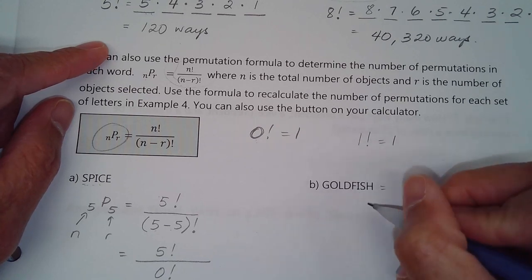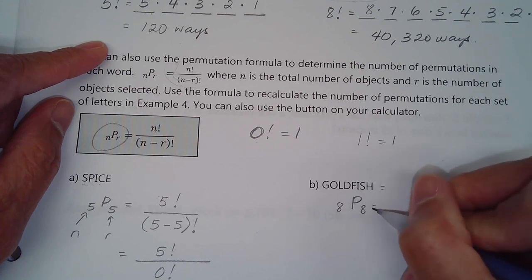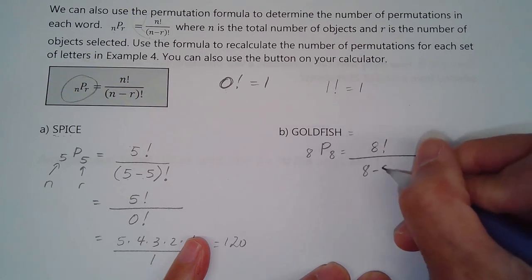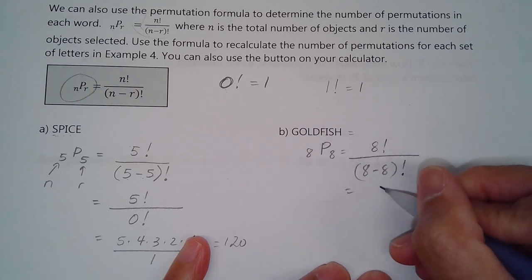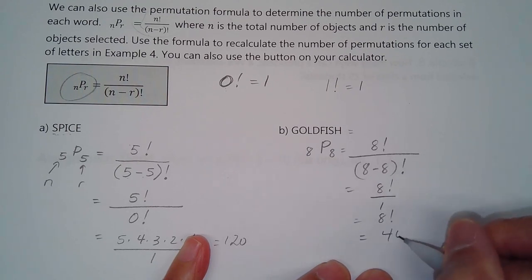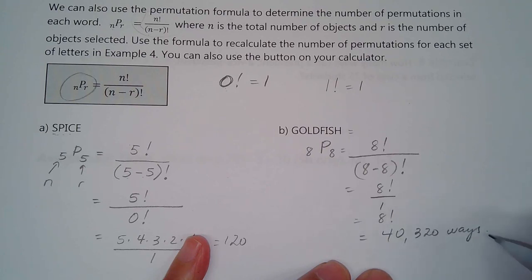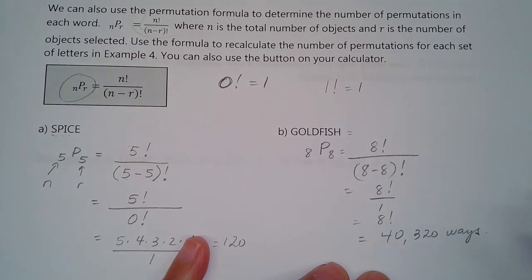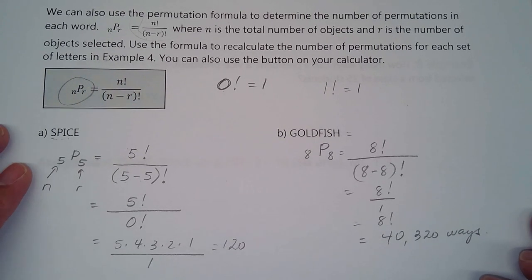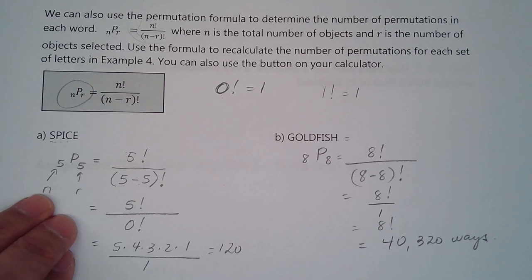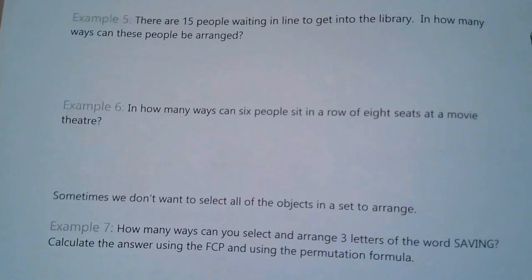Now you do this one here to calculate using your formula or calculator. In this case, how many is that? 8. 8P8. 8 factorial over 8 minus 8 factorial. So we're getting exposed to something that we've never really seen before, probably never even used before. Let's take a look at this.